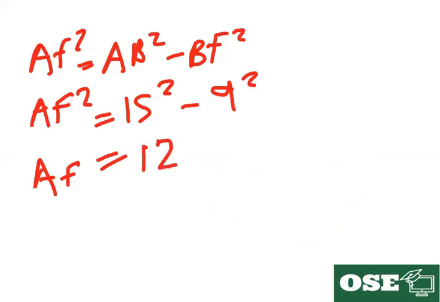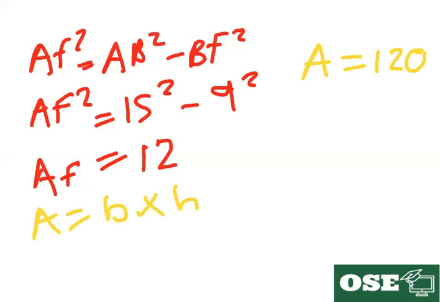And therefore, if the area is equal to 120, area is equal to breadth times height. So now we know 120 is equal to B times the height, which is 12. So B is equal to 10. Correct.